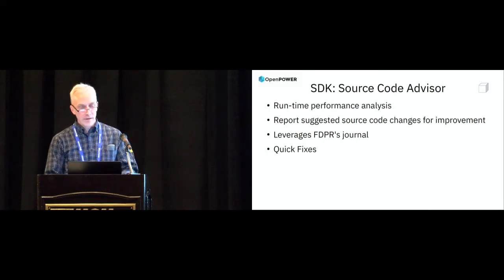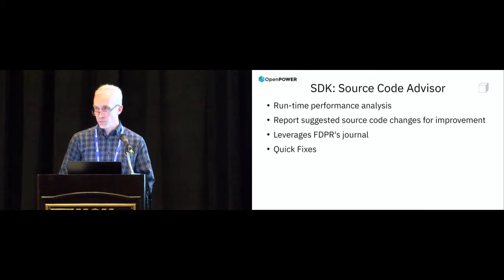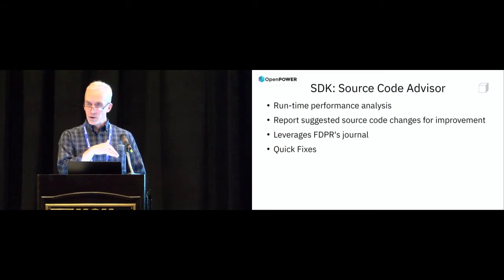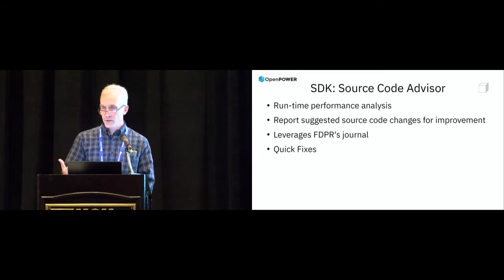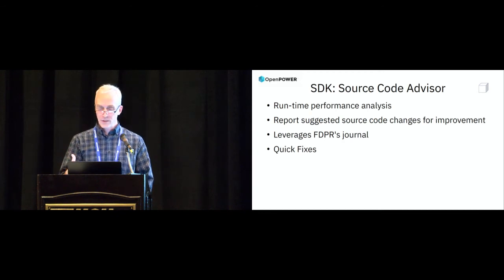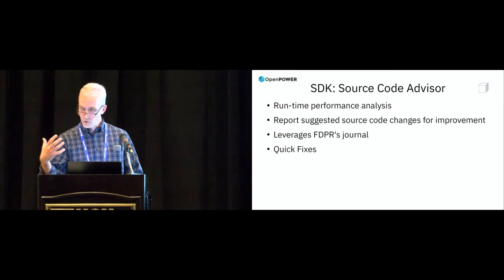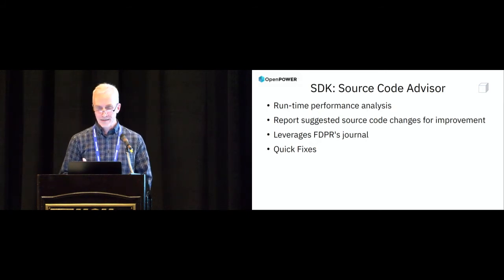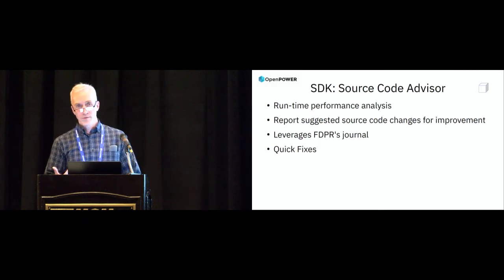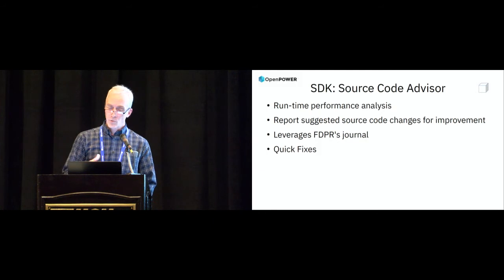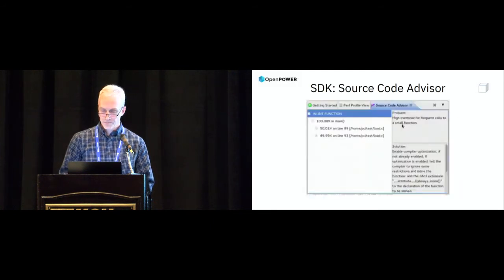So, excuse me, Source Code Advisor. This is another plugin in the SDK. If you recall, I talked about FDPR a little bit earlier. This is a GUI plugin that's based on FDPR. It will do the same runtime performance analysis. It will generate that journal, import that back into the SDK automatically, and then display those areas of the code where these issues were found. Similarly to the way the Migration Advisor works, it will also offer quick fixes.